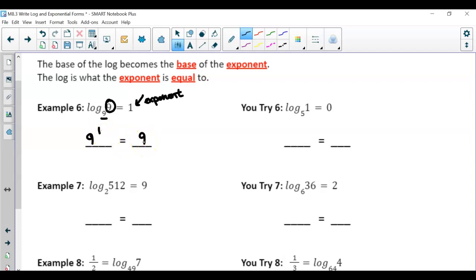So go ahead and pause the video and try this. You try on your own. You try 6. And here we go. So here you've got log base 5. So base of 5 to the 0 power, right? Because remember, the log is always equal to the exponent. So 5 to the 0 is equal to 1, which again makes sense, right? Because remember, any base raised to the 0 power is always equal to 1. So notice how everything matches.